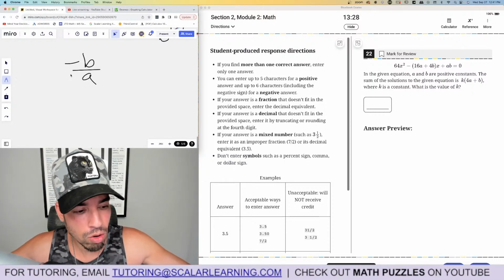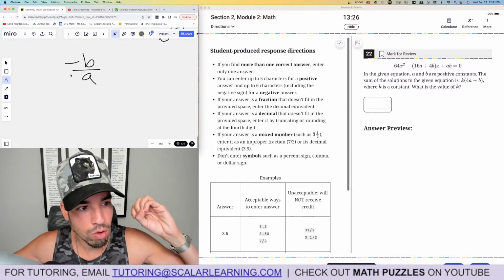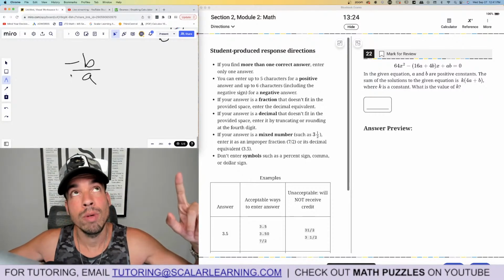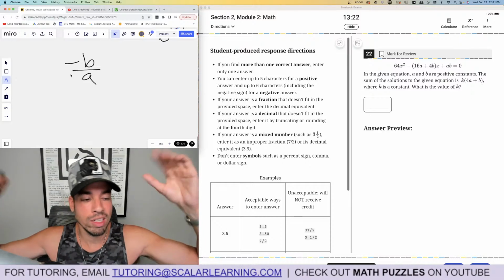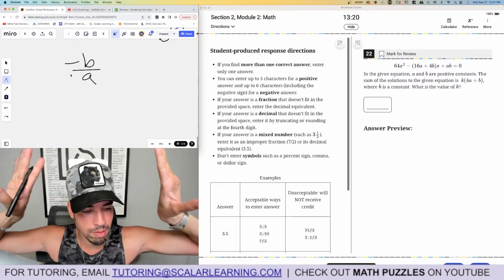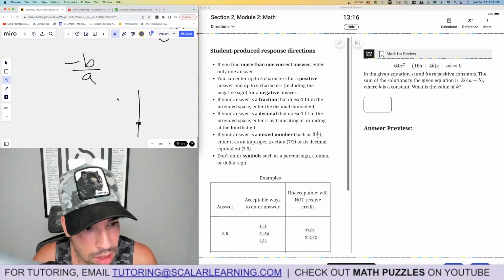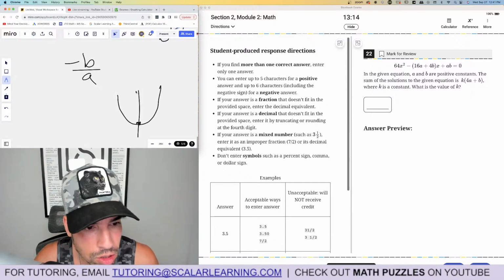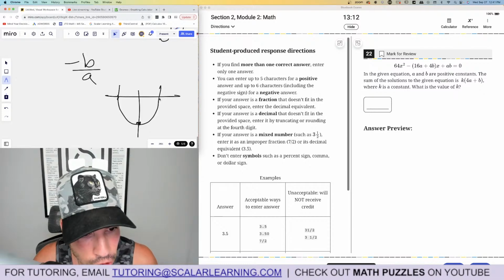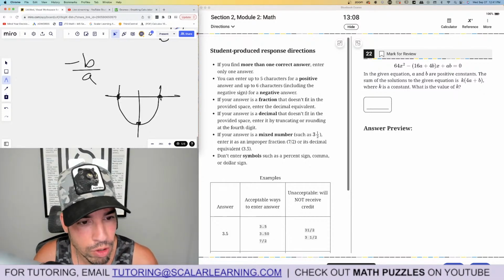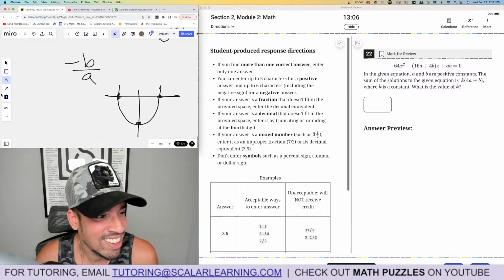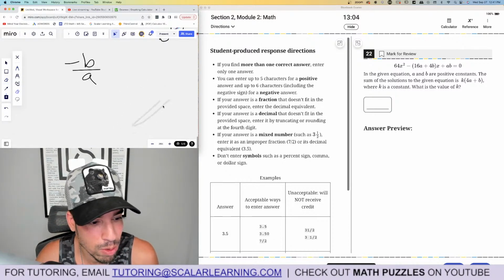negative B over 2A, well, wait, hold on. Does it make sense from that perspective? Okay. So it kind of makes sense if you think about it like this. If you have negative B over 2A, that's the vertex, and then the solutions are going to be symmetric about it, right? Wait, actually, hold on, let me show you a better way to make sense of it.